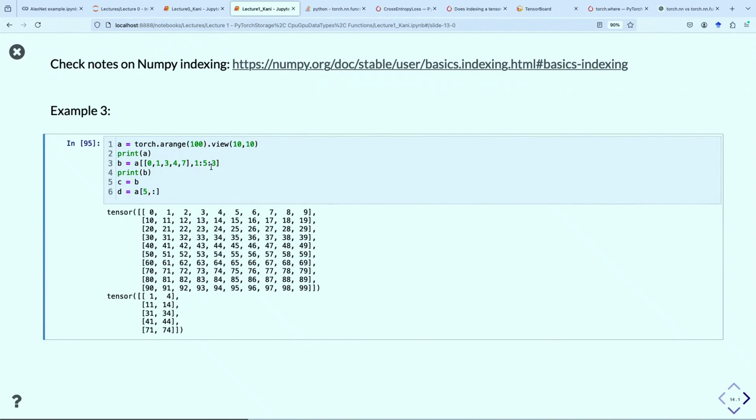For instance, not everything has to be spaced out evenly. We can index by taking some random rows, and take the 1 and 4 column from each of these rows. So take the 1 and 4 column from row 0. Yep, 1, 4. Take the 1 and 4 column from row 1: 11, 14. That makes sense. Row 3: 31, 34. Yep, makes sense. So all that indexing works. I think all that is reasonable.